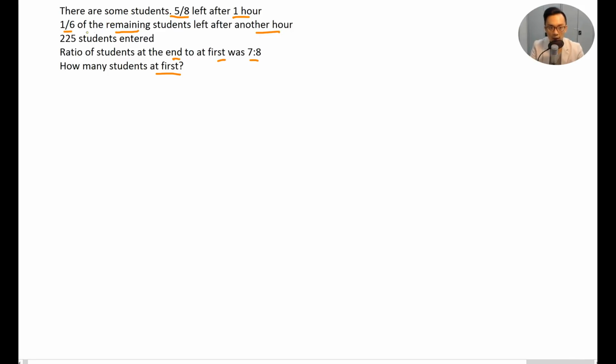So first of all, 1/6 of the remaining students left after 1 hour. When I see the word remaining, I know I need to use some kind of branching method. All right, so first I have all my students, 3/8 left after 1 hour, and I have 5/8 left. So 1/6 of my remaining students left after another hour, so I know I have 5/6 left. So this part is 5/6 multiplied by 3/8 equals 5/16.